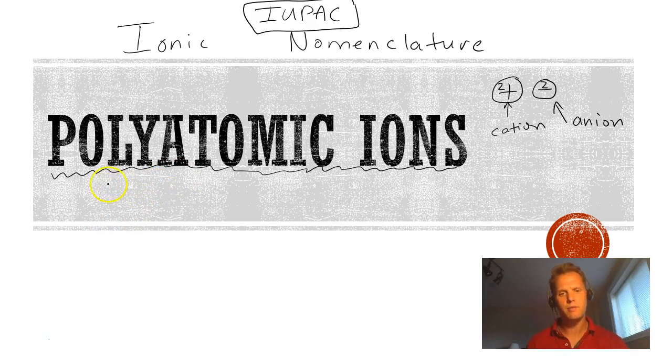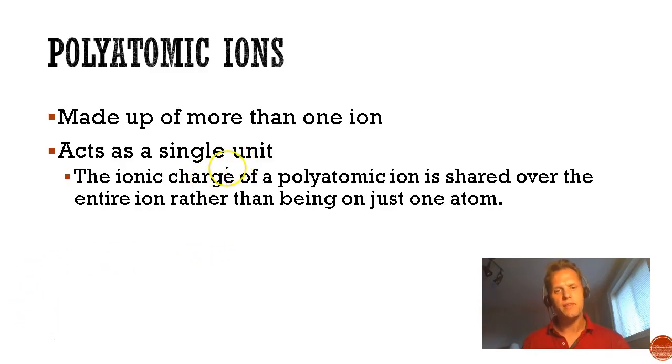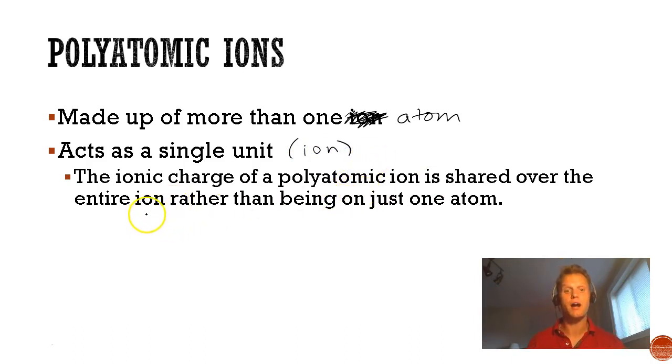So what's a polyatomic ion? Well, poly means many and atomic means atoms. So there are some ions out there that are not made up of just one type of atom. They're actually made up of multiple atoms, and they have a charge. They can be either a cation or an anion. So again, they're made up of more than one atom, and they act as a single unit, an ion. The ionic charge of a polyatomic ion is shared over the entire ion rather than just on one atom.